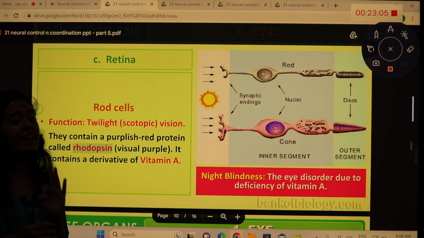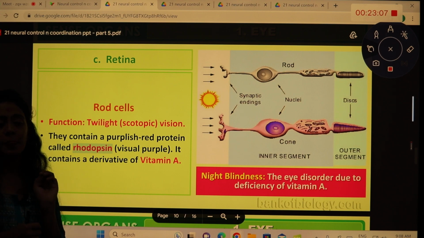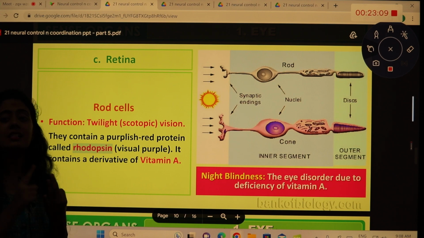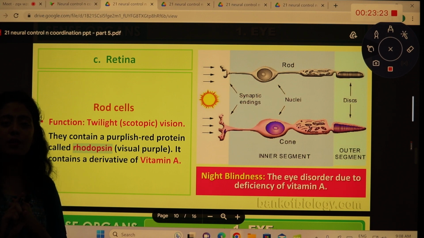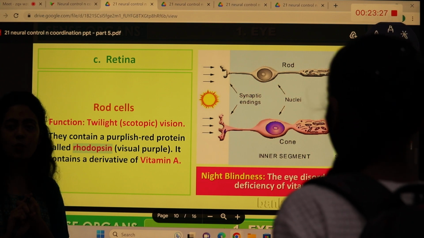Now what are the three layers of your retina? Ganglion, bipolar cell and photoreceptors. What are the two types of photoreceptors? Cones and rods. What do the rods consist of? Rhodopsin. Rods are responsible for what type of vision? Photopic vision. Cones are responsible for what?